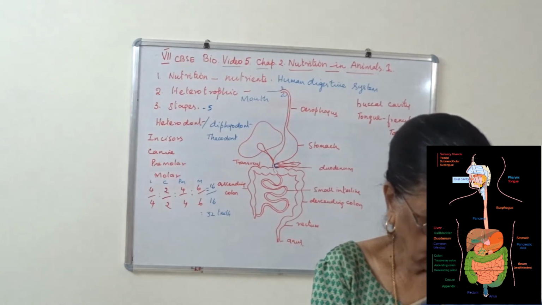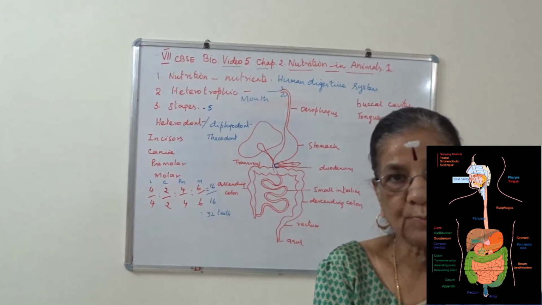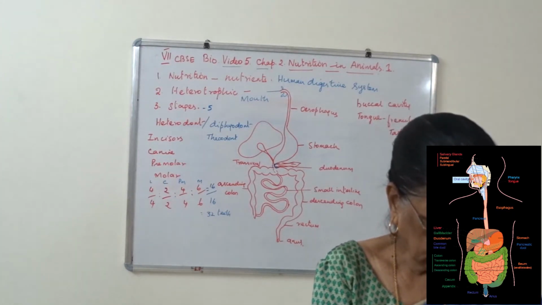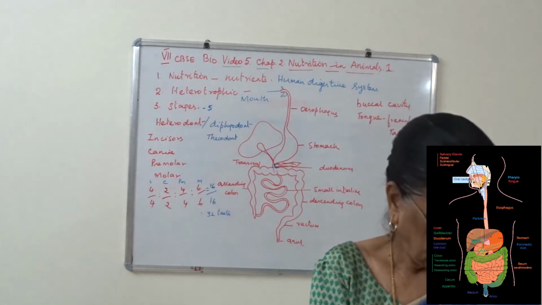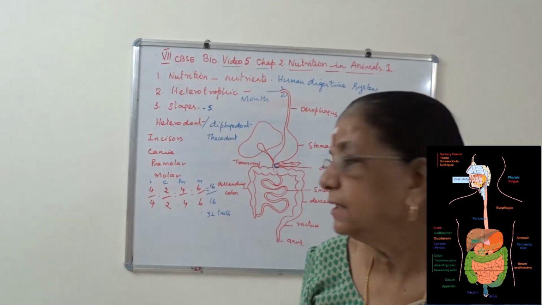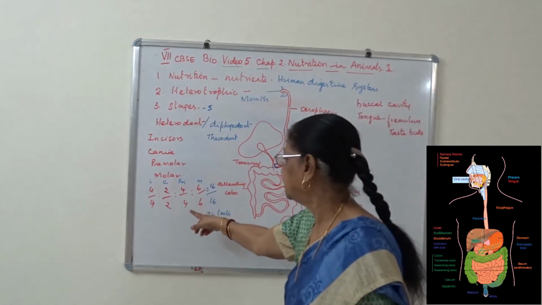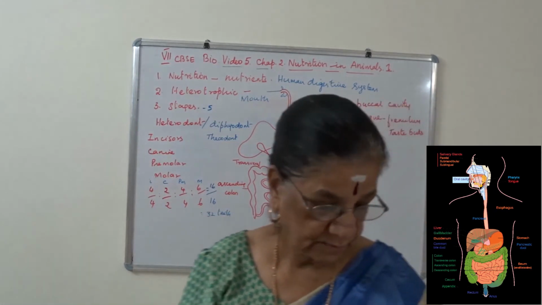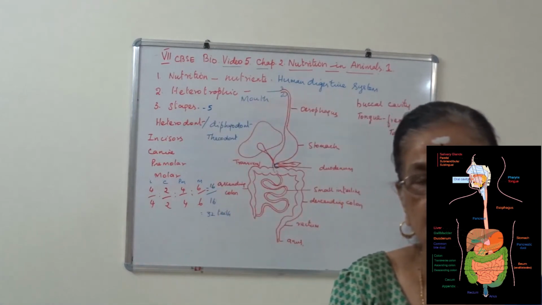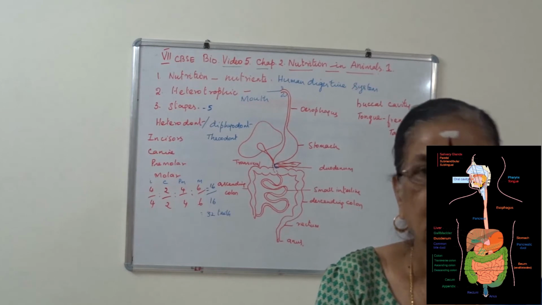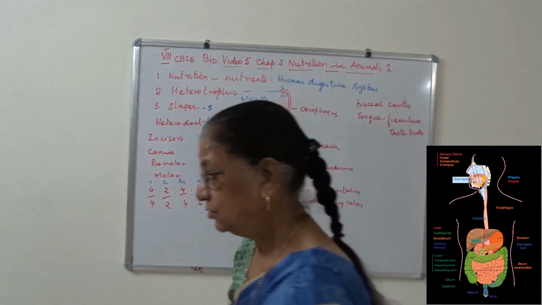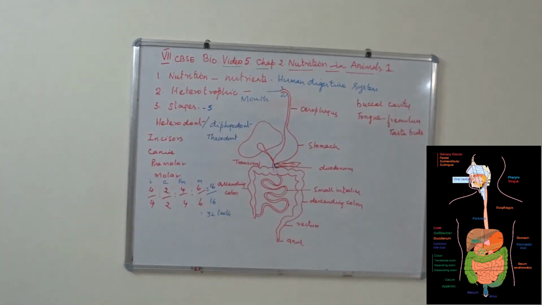Lower jaw and upper jaw 2 each, total 4. And piercing and tearing, lower jaw 4, upper jaw 4, total 8. And chewing and grinding 10 each, total 20. So totally there are 32 teeth. I hope you understand. So this is the activity you have to complete in the textbook.